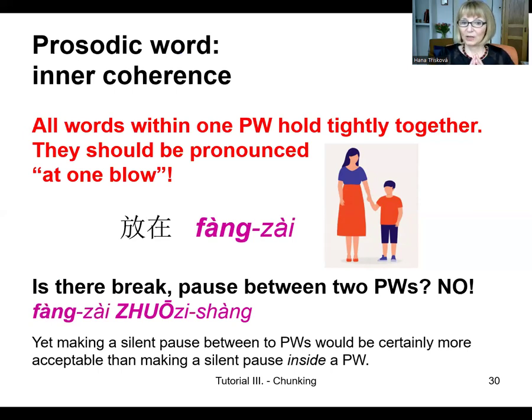Is there a break between 2 prosodic words? Is there a pause? No. Although there is a space, empty space in script, there is no pause. But if you really need to make a silent pause and to rest, please put it between 2 prosodic words and not within 1 prosodic word. This would be a much bigger mistake.